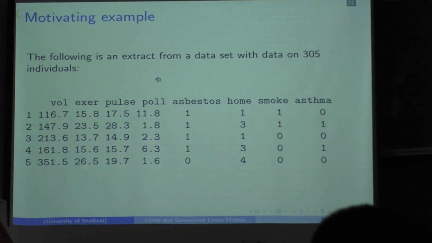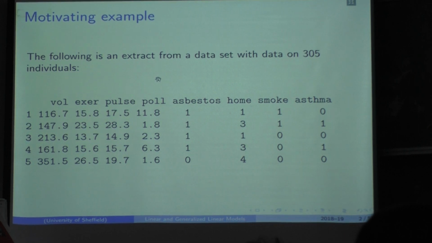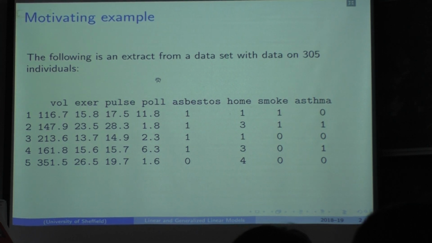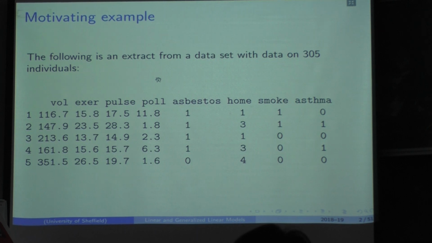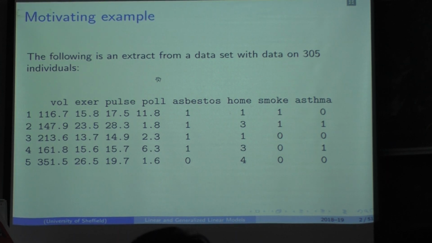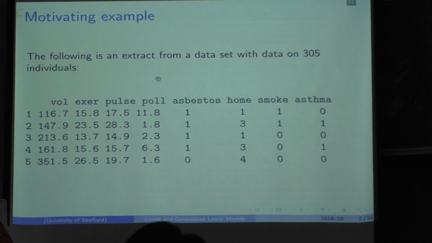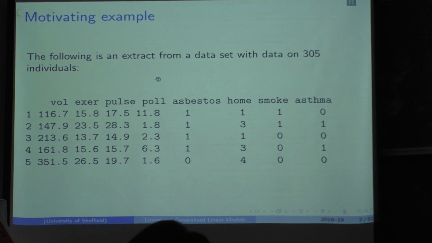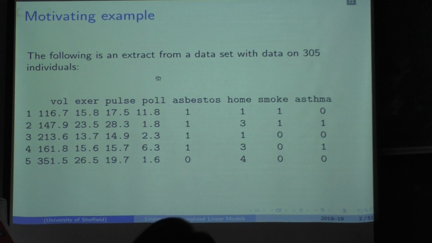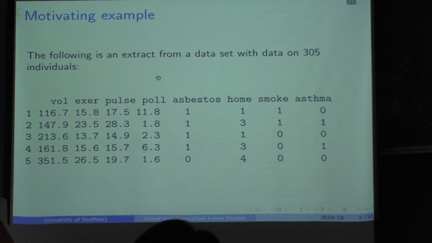Okay, so here is an example of a data set that we might be interested in studying with something like a linear model. This is only the first 5 lines of the data set. There's actually data on 305 patients in this data set. At the moment these column headings may seem a little bit opaque. I'll explain what they are as I go through the slides.